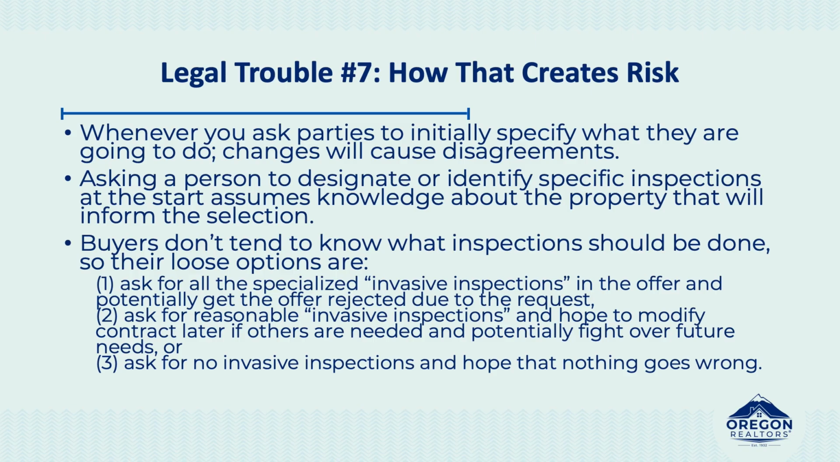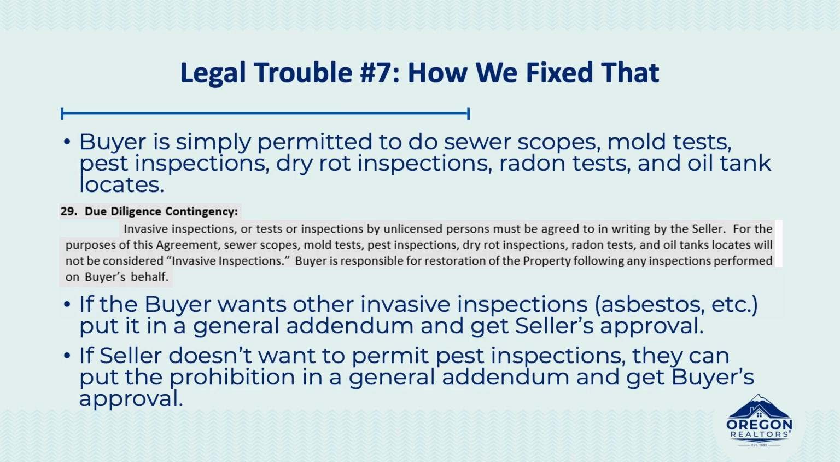The Oregon Realtors forms tried to address that by modifying the inspection contingency, the due diligence contingency in our forms. In the contract, say there are some things a buyer is allowed to do. You can do sewer scopes, mold tests, pest inspection, dry rot, radon, and oil tank locates without having to ask for permission. They are not considered invasive inspections. They're just inspections you can do as a buyer. If the seller doesn't want to permit those, you can remove those from the contract.